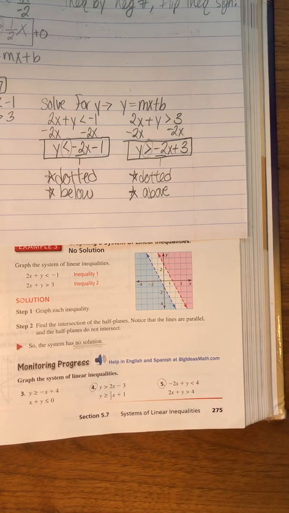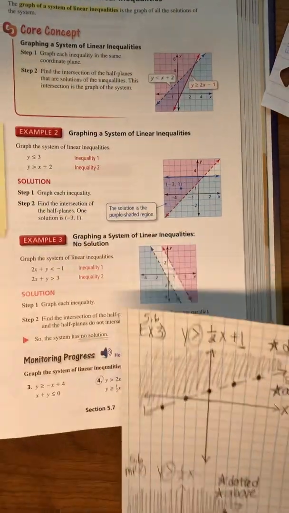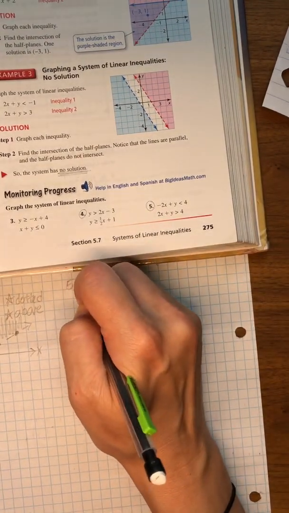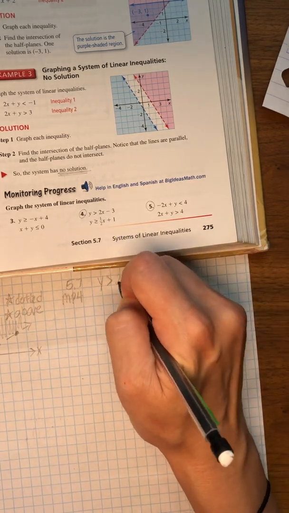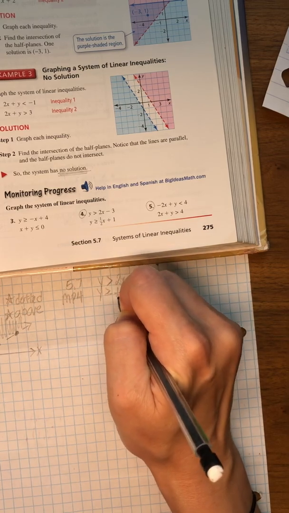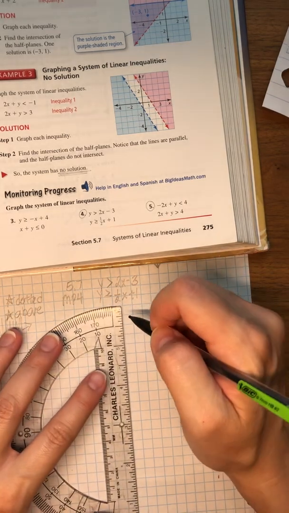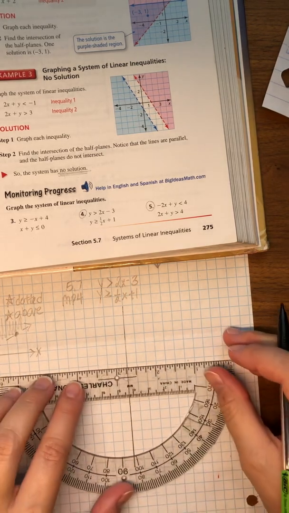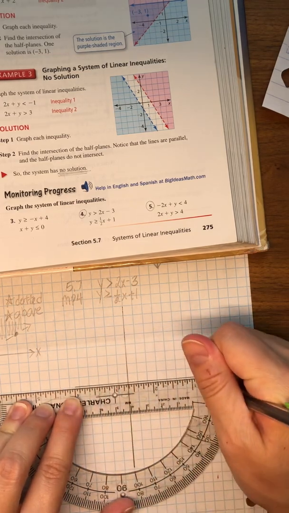Okay, we're gonna look at some more. Let's take a look at monitoring progress number 4. We're gonna do that one together. Let me write down my inequalities. Y is greater than 2x minus 3, and y is greater than or equal to 1/2 x plus 1. Okay, we're going to graph this system on our coordinate plane here. We're going to do one at a time. Take it nice and slow. We'll do the first inequality, then we'll do the second inequality. Just do one at a time.